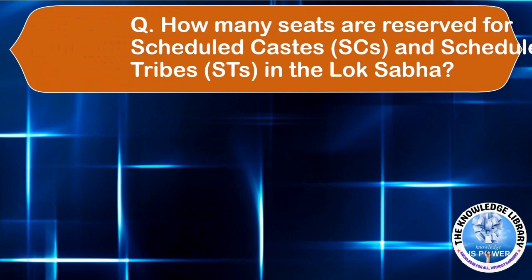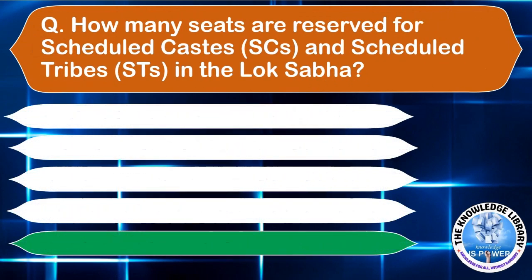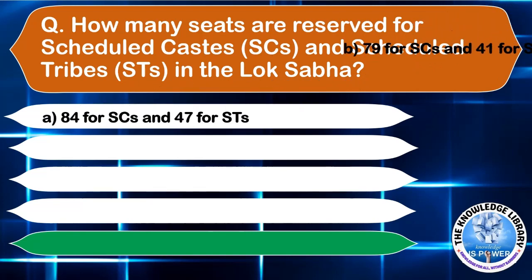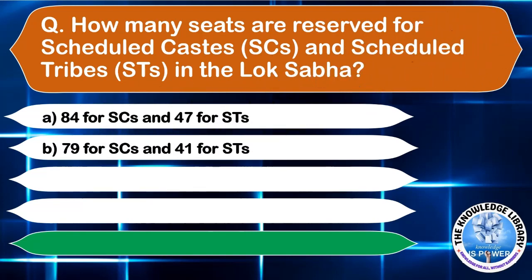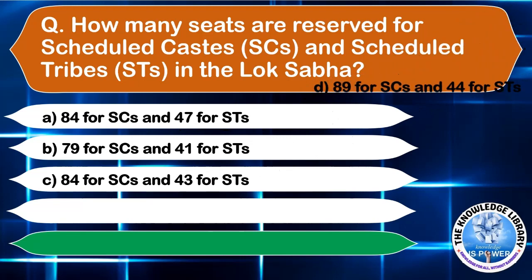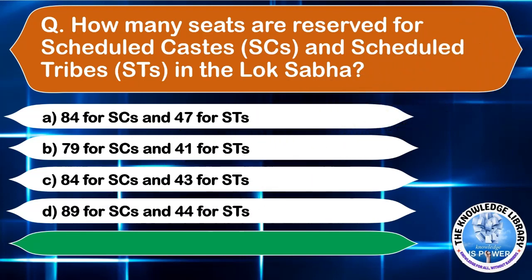How many seats are reserved for scheduled castes and scheduled tribes in the Lok Sabha? Option A 84 for SCs and 47 for STs. Option B 79 for SCs and 41 for STs. Option C 84 for SCs and 43 for STs. Or option D 89 for SCs and 44 for STs. The correct answer is option A. Moving to the next question.